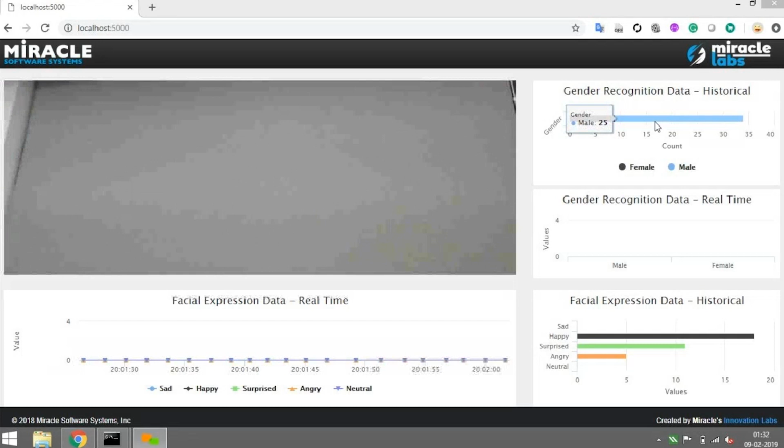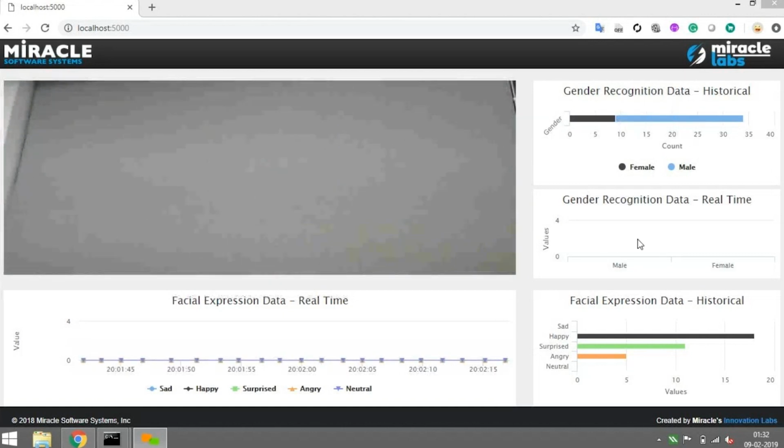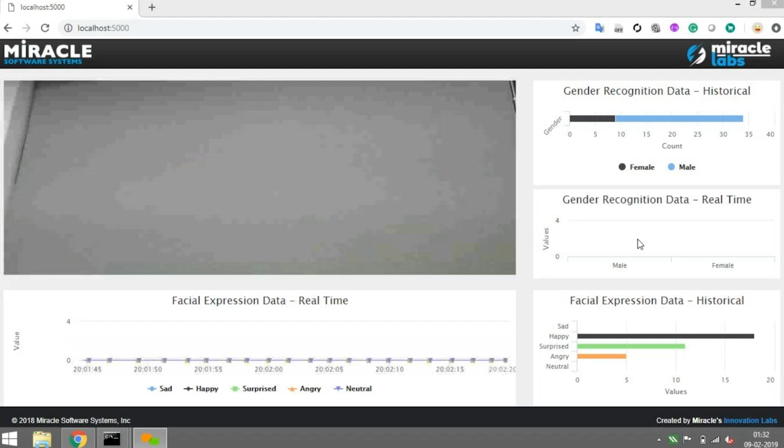For example, 25 males have appeared in front of the camera since this application has started, and 9 females have appeared in front of this camera. So this is based on the real time and the historical data. Here you can see the number of males or females at a point of time in front of the camera right now. As of now, there are no people standing in front of the camera, so both the values are 0. Here in this graph, we're showcasing the expressions of persons.